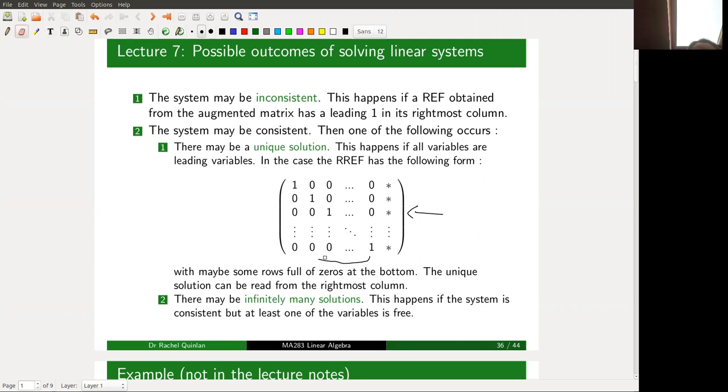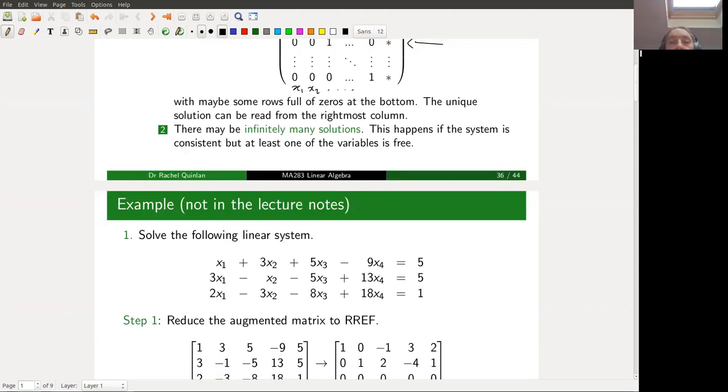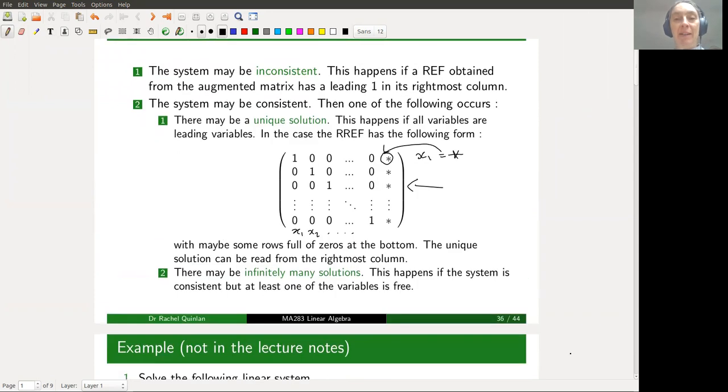So the picture like this is, remember, our reduced form of the augmented matrix still corresponds to a system of equations. So that system of equations, in its first equation, has x1, x2, and so on. So the first equation here says x1 equals whatever this first star is, x2 is equal to the second star, and so on. So the values of x1, x2, etc., in the unique solution of the system are just written there into the right-hand column of the reduced row echelon form, and it's extremely easy to just read them from there.